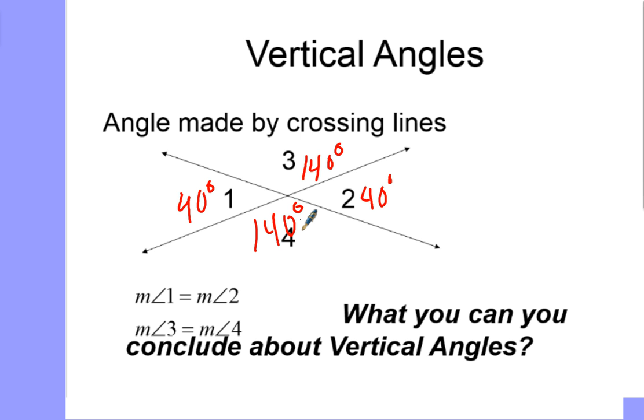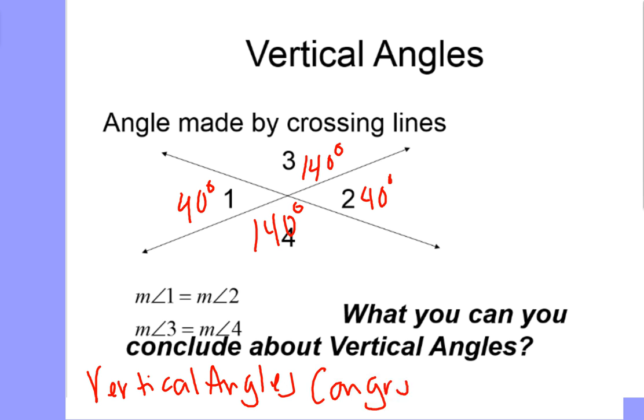And that is called the vertical angles congruency theorem. That all vertical angles are congruent. Now we will be doing a lot with those proofs. At some point we get into chapter 2, but for right now I just kind of wanted to tease that out there.